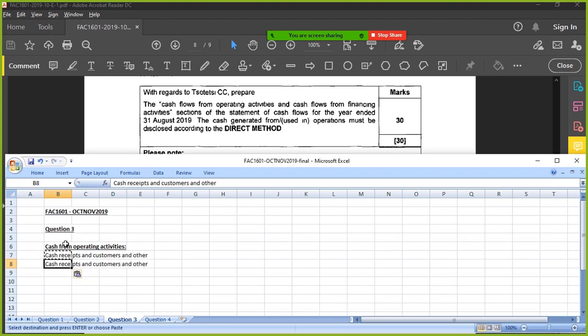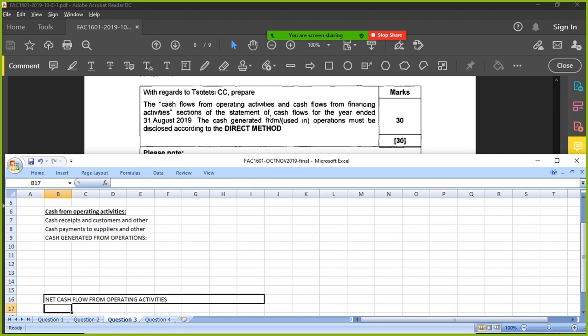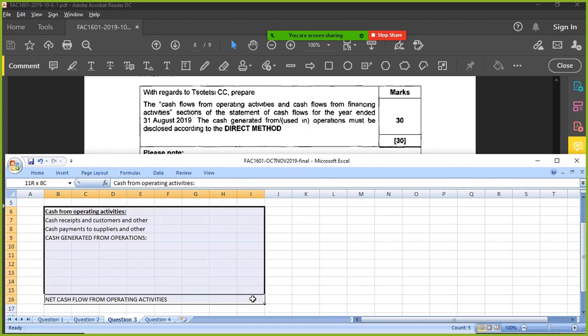And then you'd have the same thing here, but for payments. So cash payments to suppliers and other. Then you'll have cash generated from operations. And then you'll have the other stuff, and then you'll have a total. Net cash flow from operating activities. Okay, did they want any other sections? The cash flows from operating activities and cash flows from financing. So they do want another section.